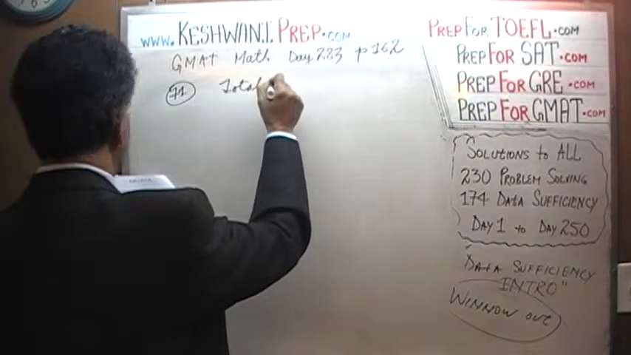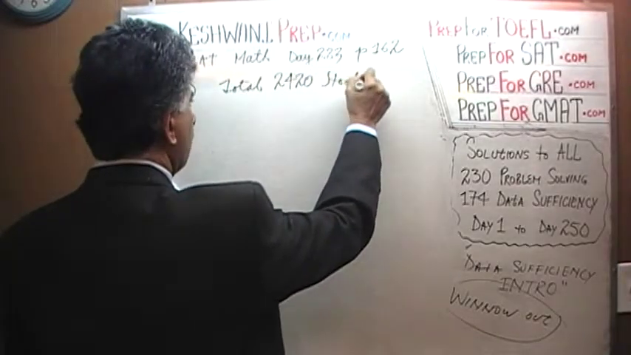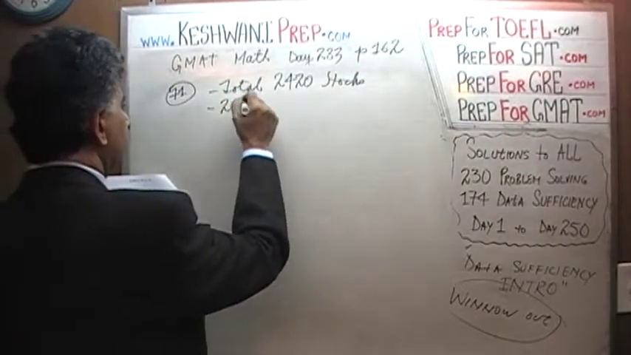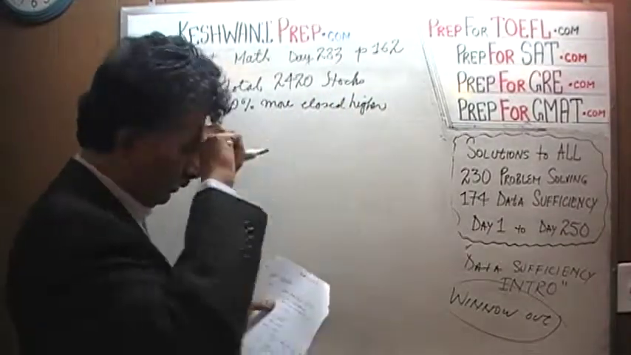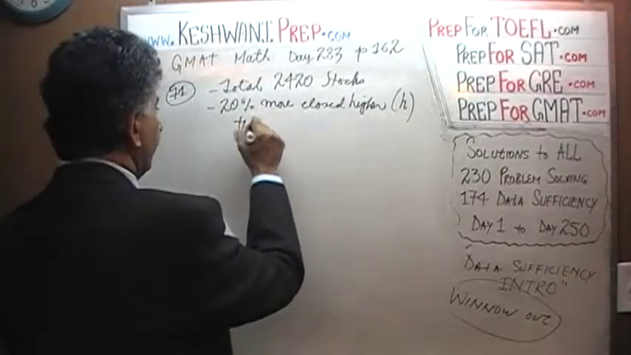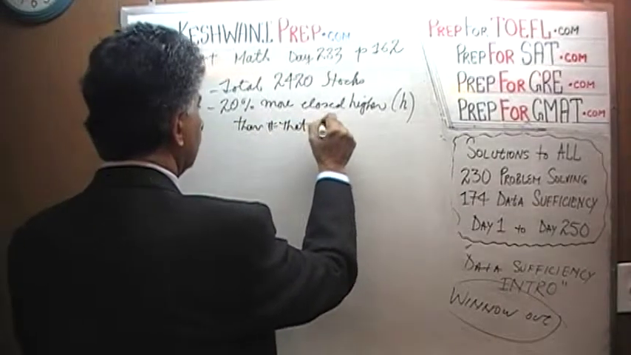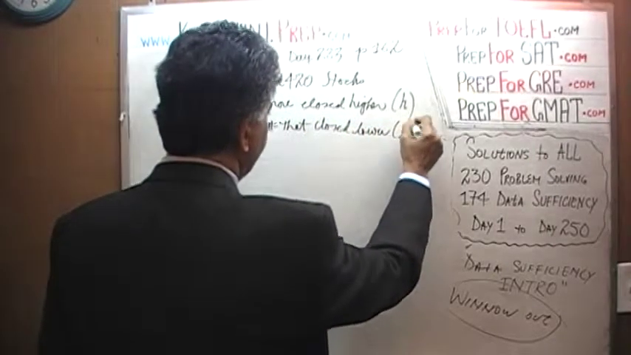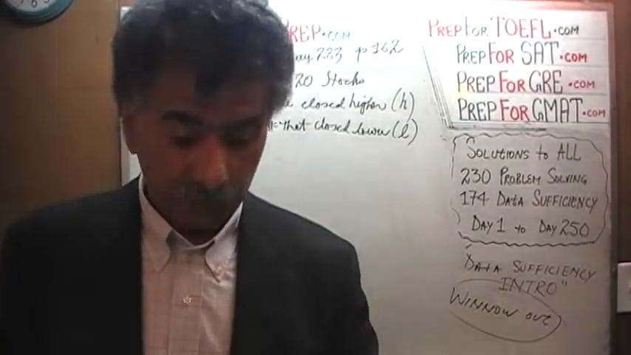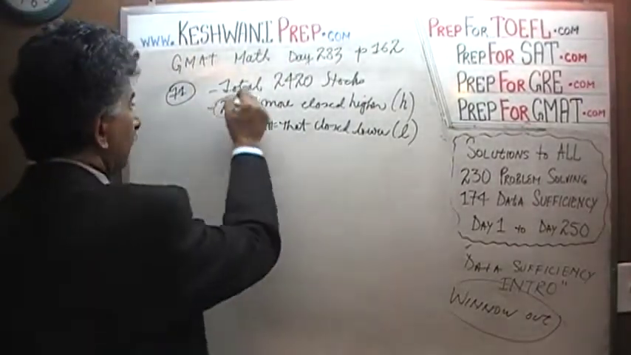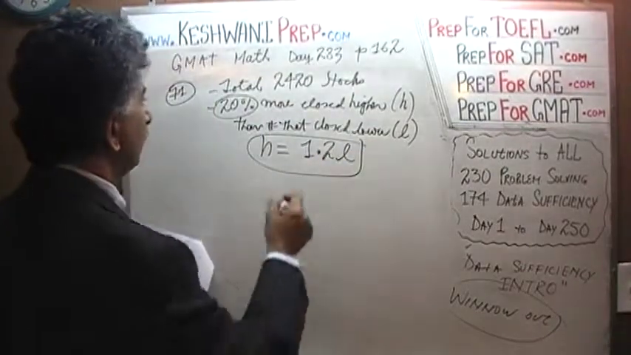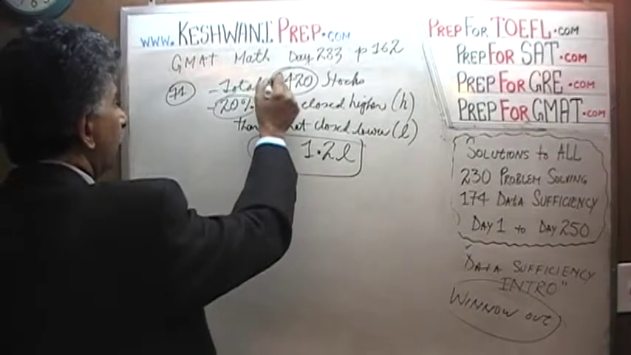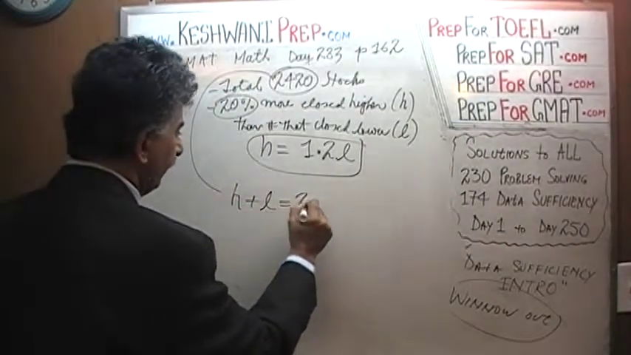We have a total of 2,420 stocks, we are told. We are told that 20% more closed higher. Let's use the letter H to represent the number of stocks that closed higher, and the letter L to represent the number that closed lower on a given day in the market. Since 20% more closed higher, H is 1.2 times L. We also know that the total is 2420, which means H plus L is 2420.